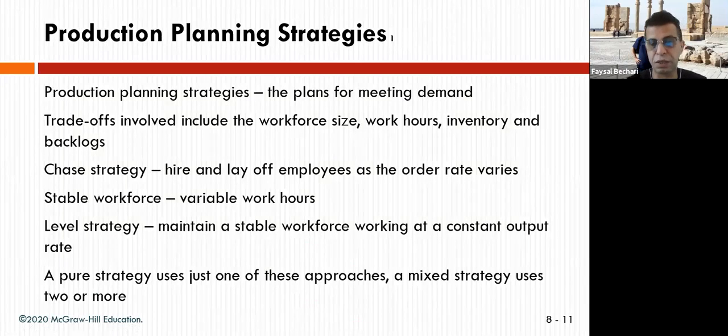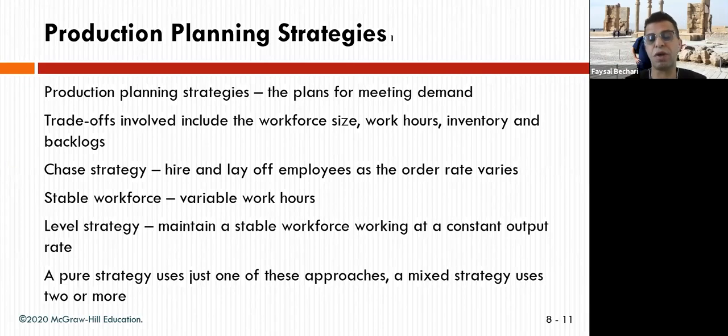Now, production planning strategy is the plan for meeting the demand. As we said, the trade-offs involved include the workforce size, the work hours, the inventories, and the backlog. You need to balance between all these. What's your workforce? How many people can you bring? How many people can you release? How many hours can you do for each person? 8 hours, 6 hours on weekends, weekdays 12 hours. Whether you have enough in the inventories or you can bring them just in time. And the backlog, the issues that you might face while you're doing the production.